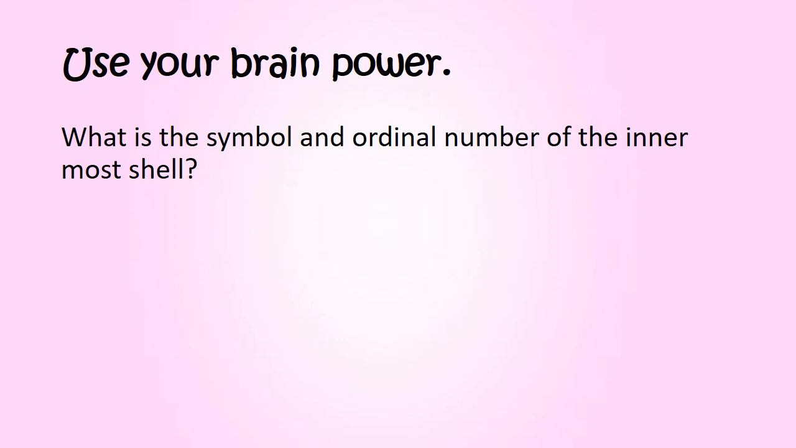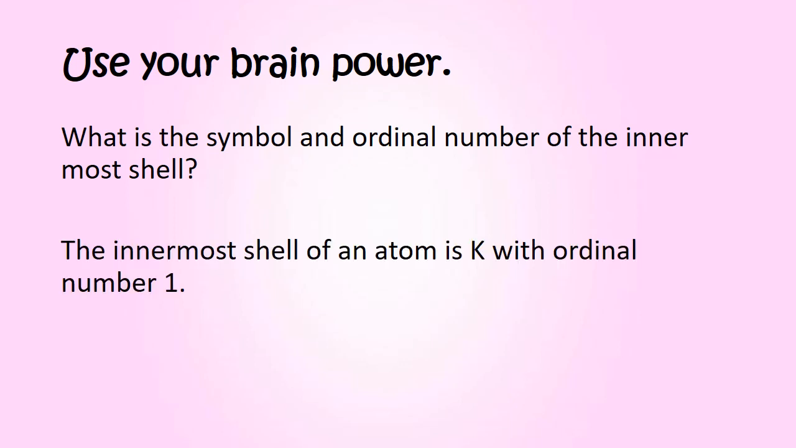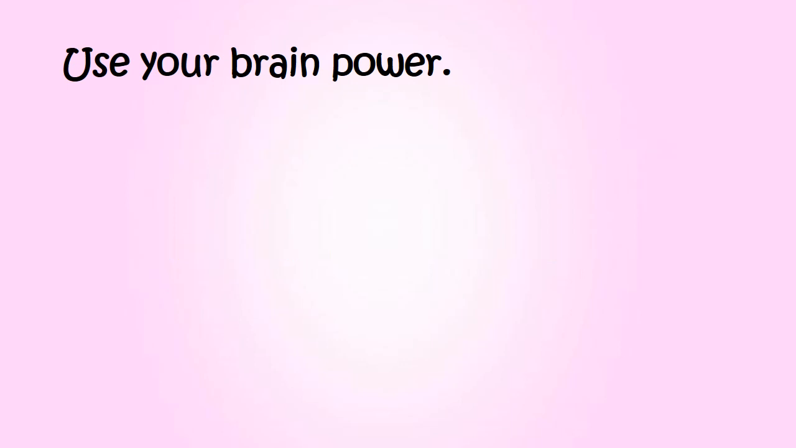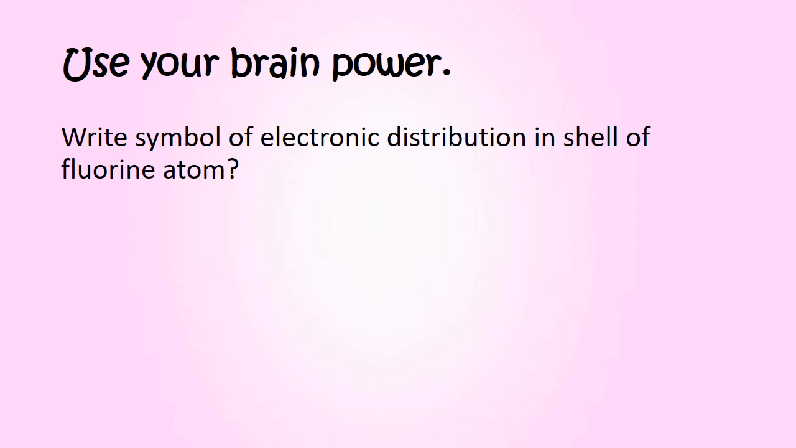What is the symbol and ordinal number of the innermost shell? Innermost shell means the shell which is closest to the nucleus. Which is that shell? The first shell is the K shell. The innermost shell of an atom is K with ordinal number 1. Write down the electronic distribution in the shells of a fluorine atom.